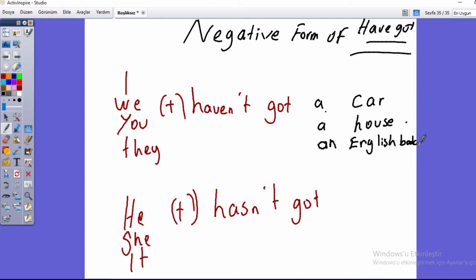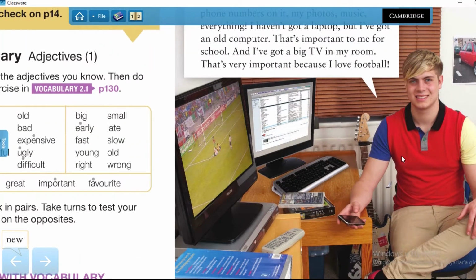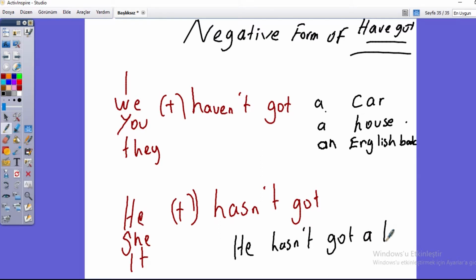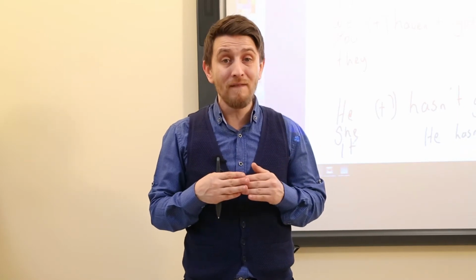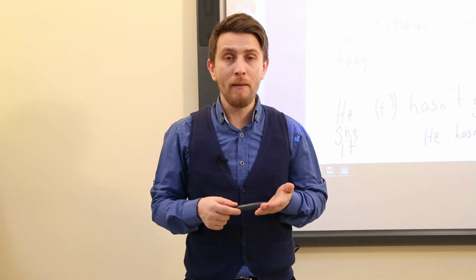And with singular subject pronouns, he hasn't got, she hasn't got, it hasn't got. For example, on this picture, he's got a computer, but I think he hasn't got a laptop. He hasn't got a laptop. And it hasn't got. As you remember, I've got a mobile phone, but my mobile phone hasn't got a camera. Or we can say it hasn't got a camera.